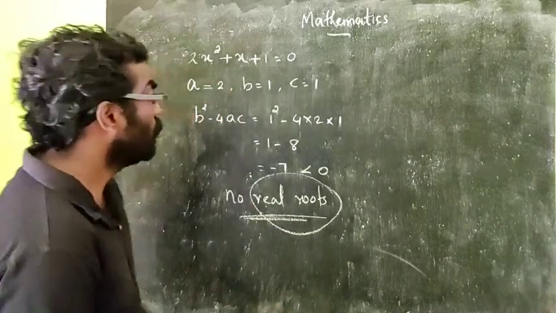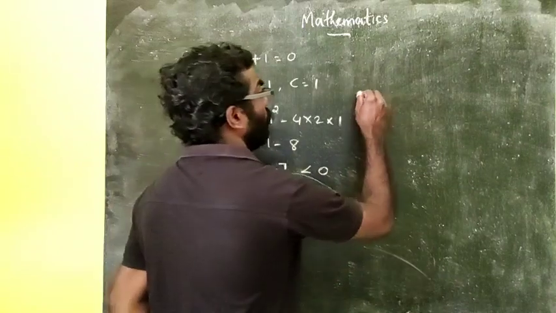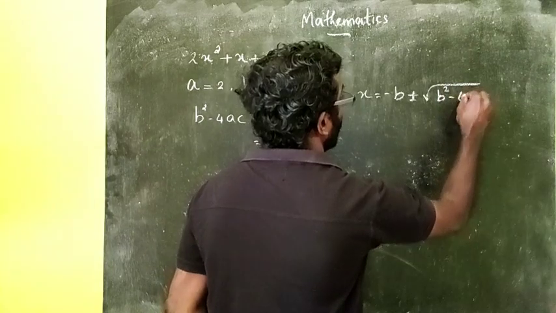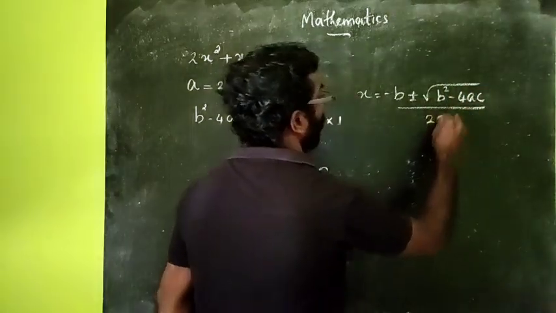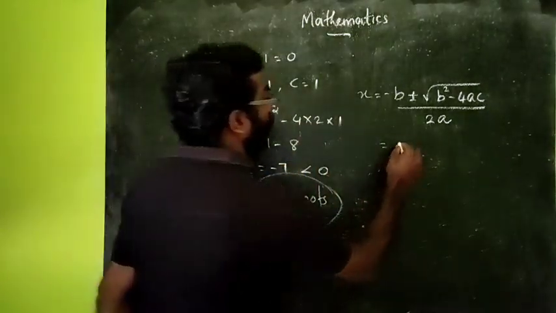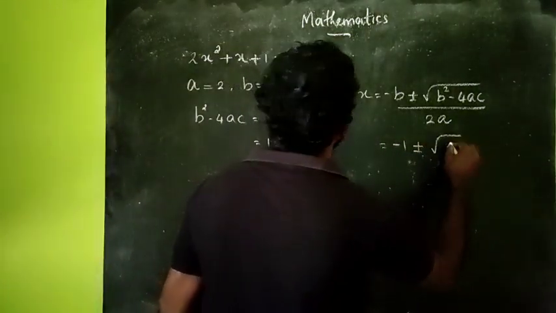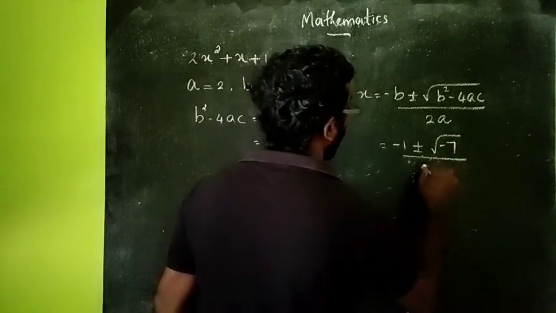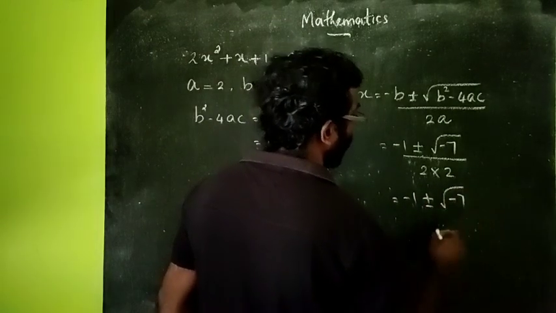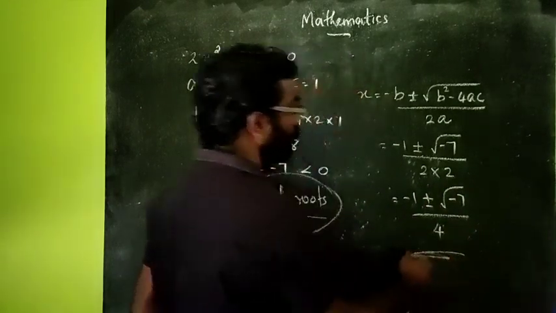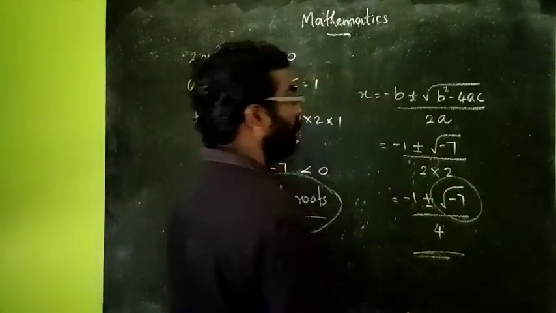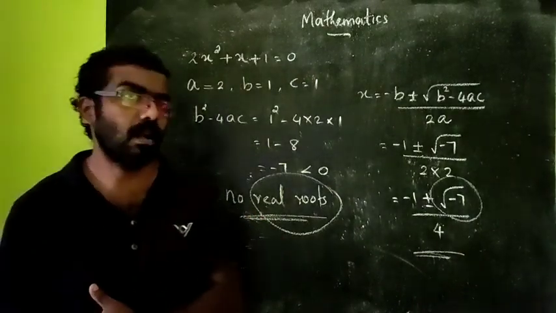So here let us take the quadratic formula, x equal to minus b plus or minus root of b square minus 4ac, divided by 2a. If we put the values here, we get minus 1 plus or minus root minus 7, divided by 2 into 2, that is minus 1 plus or minus root minus 7 divided by 4. The problem is that inside the radical sign we get a negative number. That's why we conclude that there will be no real roots.